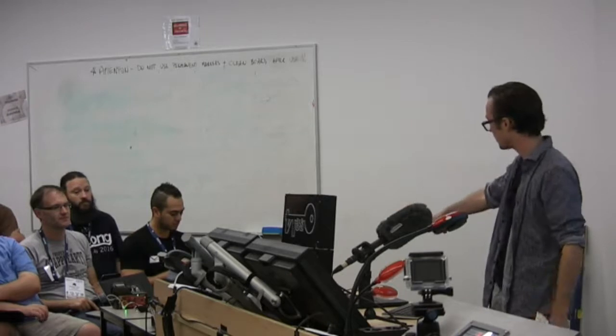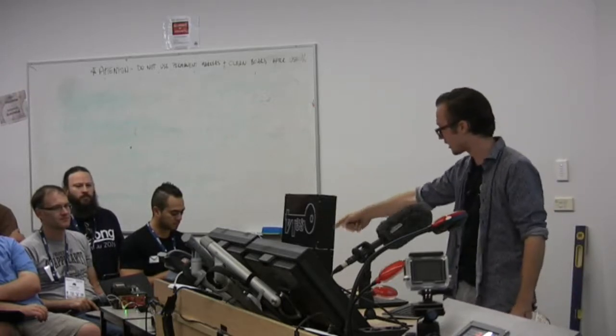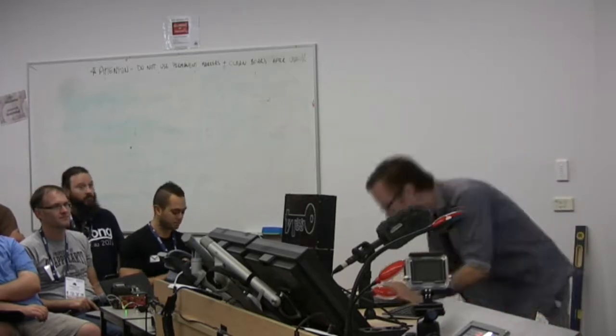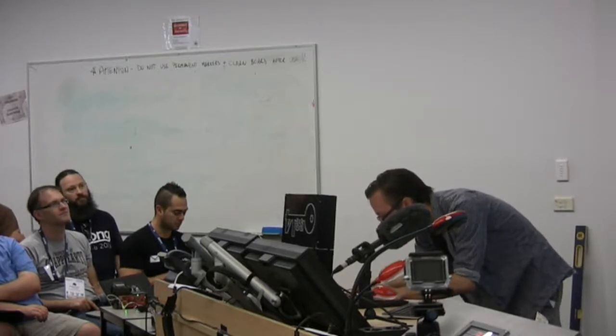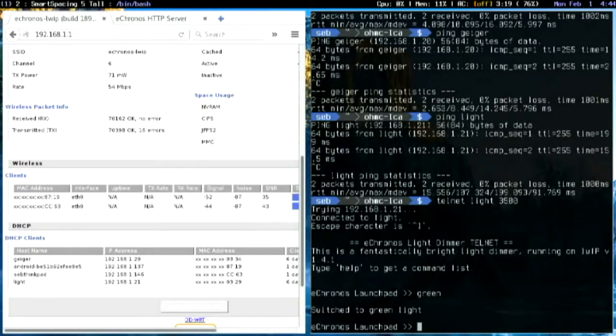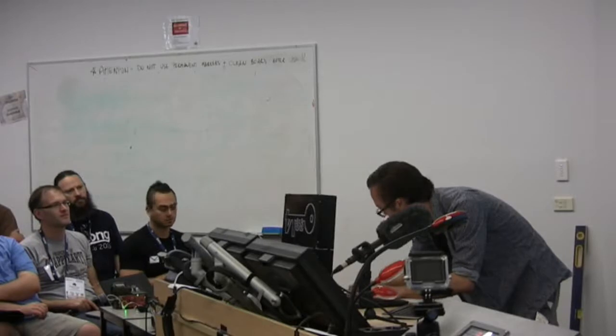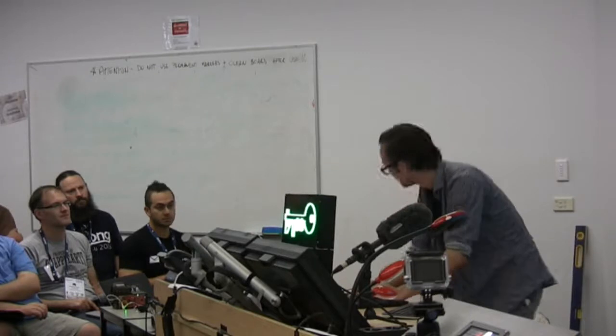So the network topology here: I've got these two connected LaunchPads. One is hooked up to a couple of lights and does some PWM. One is connected to an old Geiger counter. They're both connected to a router that's broadcasting a network, which I am connected to wirelessly. Please don't hack into it right now. So I can change the brightness, I can do things like that.